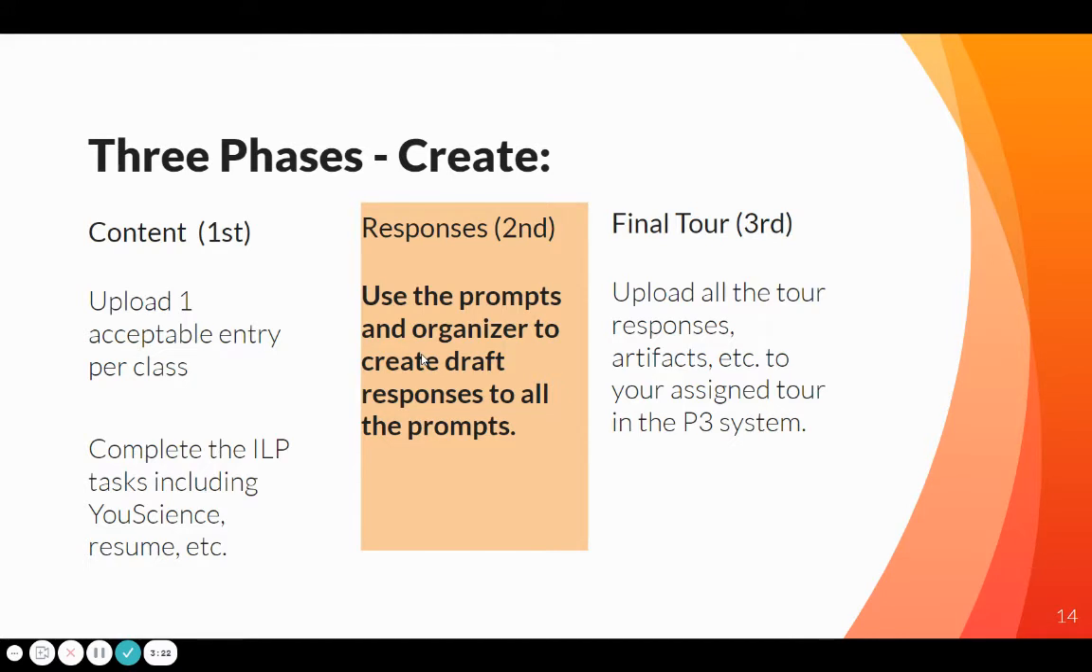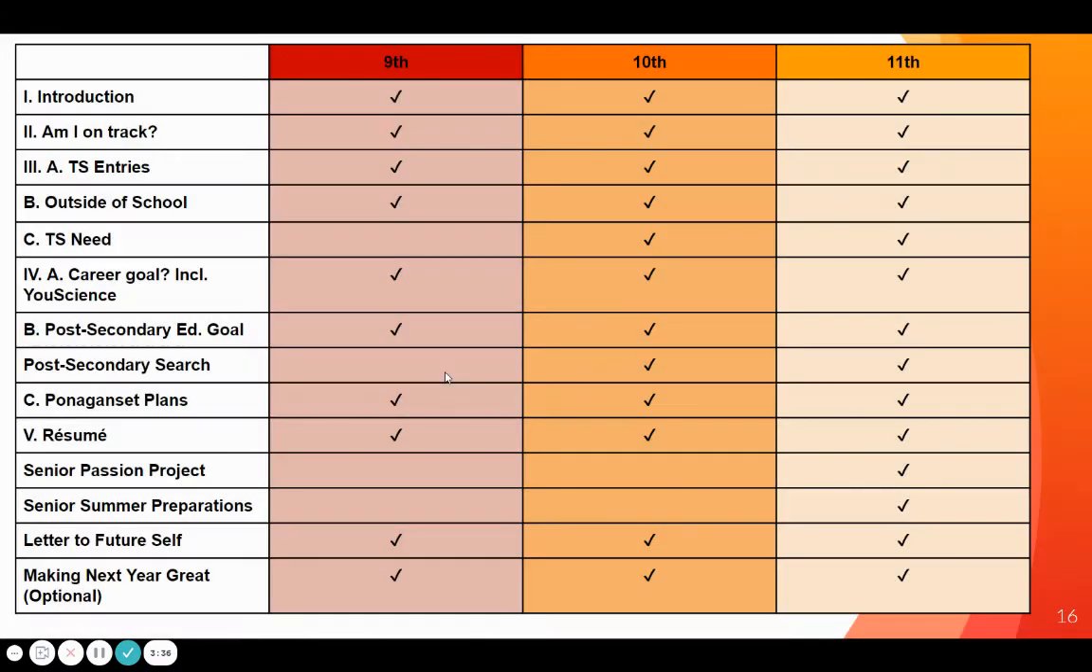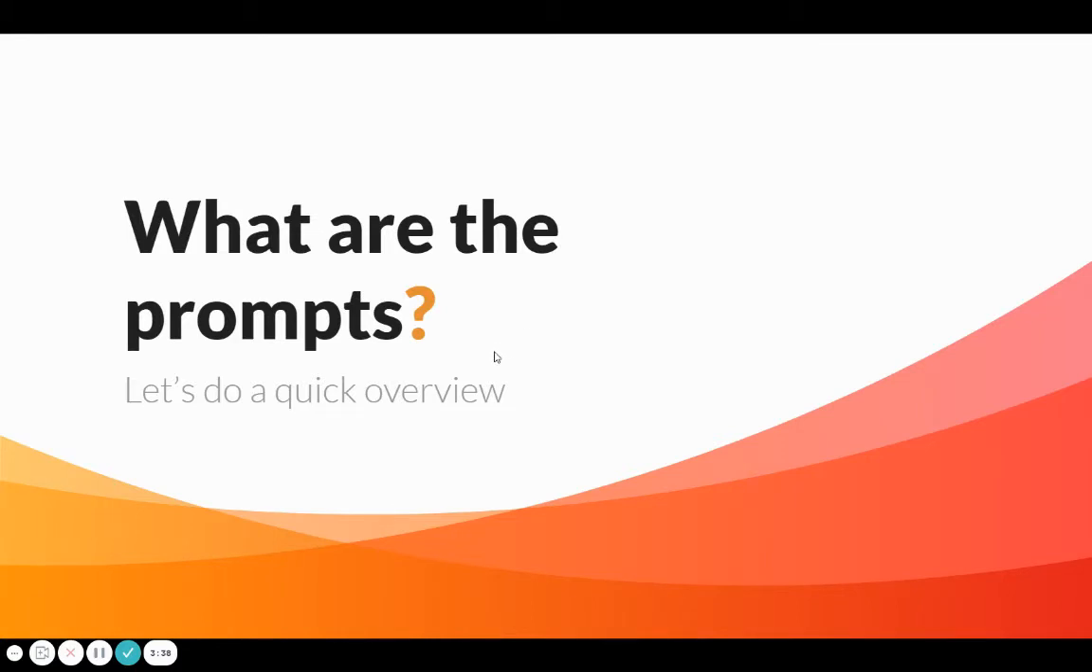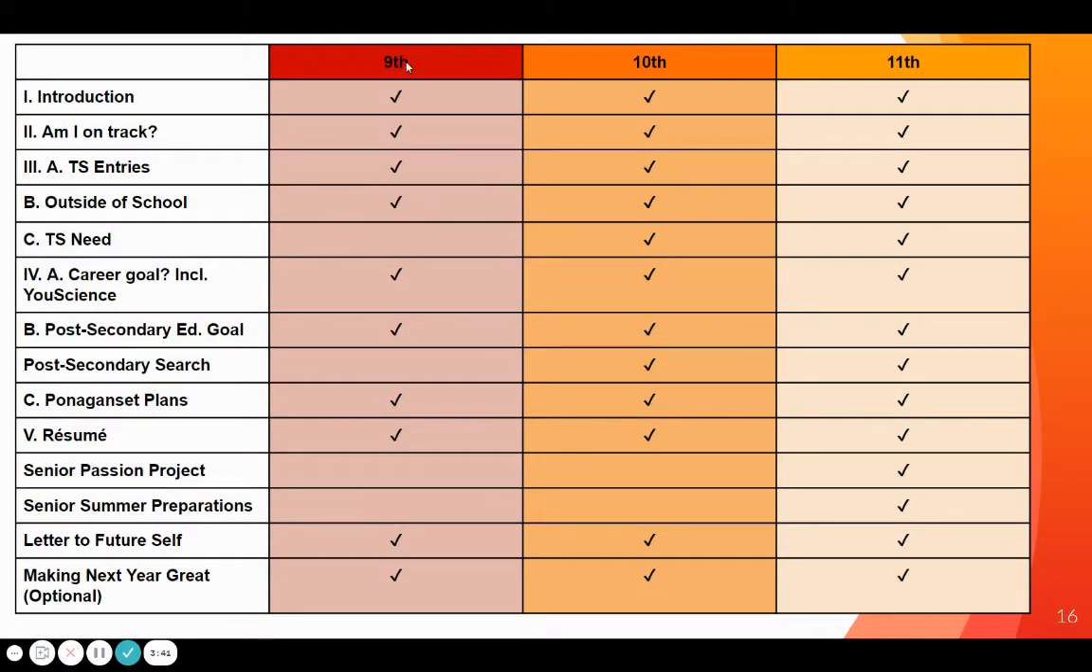Second phase is create responses. So these are the prompts. I'm going to go through the prompts in a minute, and you're going to use those in this tool called the organizer to create draft responses. This is basically about drafting your responses. So I think this is the point where I'm about to show you, but let me show you the overview first. All right, so 9th, 10th, and 11th grade. Notice 11th grade is all these check boxes. That means they are doing all these kinds of prompts. You don't need to worry about this. This is kind of my outline that shows me that in 11th grade you do all these things.